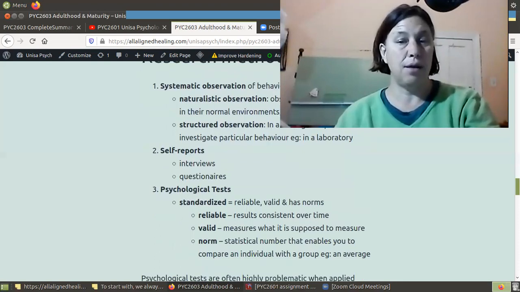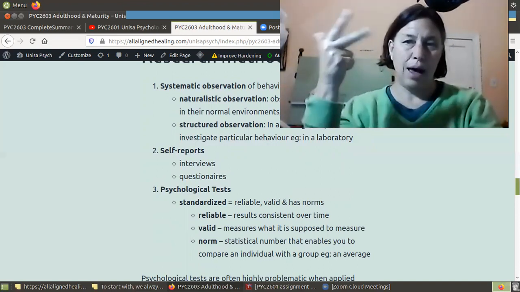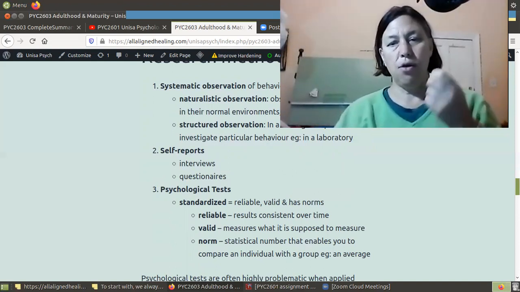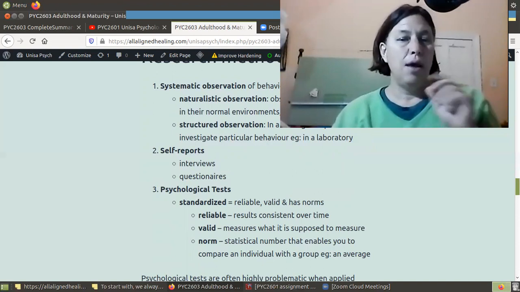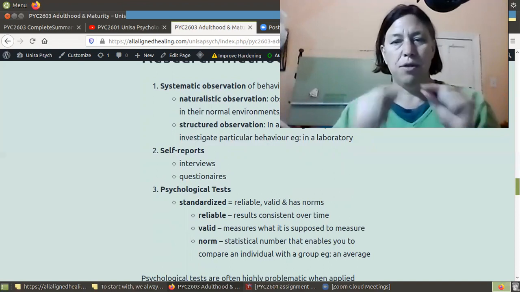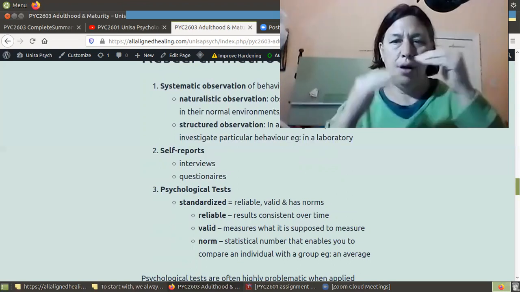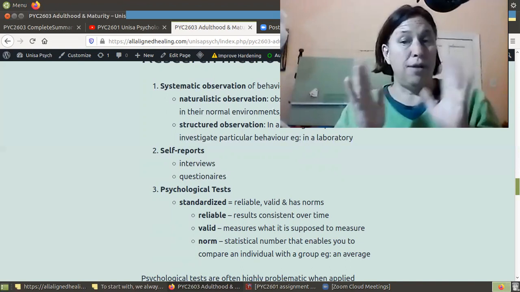These are standardized. What standardized here means is reliable, valid, has norms. Reliable here means the results are consistent over time. They don't change like fashions, although actually probably quite a few of them do. Valid, meaning it measures what it's supposed to measure. It's not got logical mistakes. It's not being misinterpreted. It's not being misrepresented. Again, an ideal, not necessarily reality.